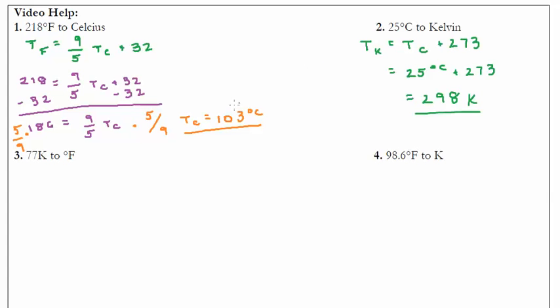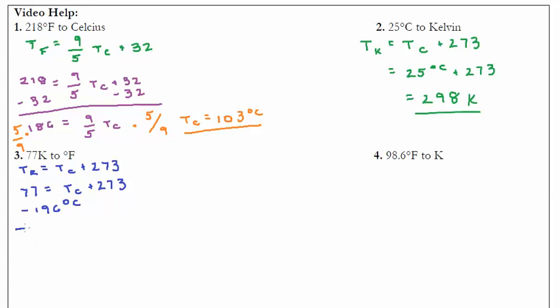For the next one, I'm going from Kelvin to Fahrenheit. Well, I don't know the relationship directly between Fahrenheit and Kelvin, but I can go from Kelvin to Celsius, then from Celsius into Fahrenheit, so that's what we're going to do. I know my formula for Kelvin to Celsius is this. So I'm first going to find Celsius. So 77 goes in here. That equals my Tc plus 273. And I get negative 196 degrees Celsius.